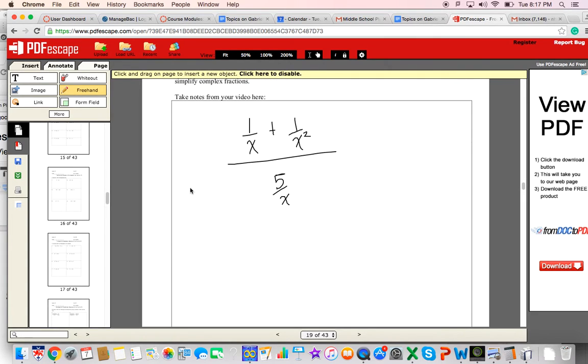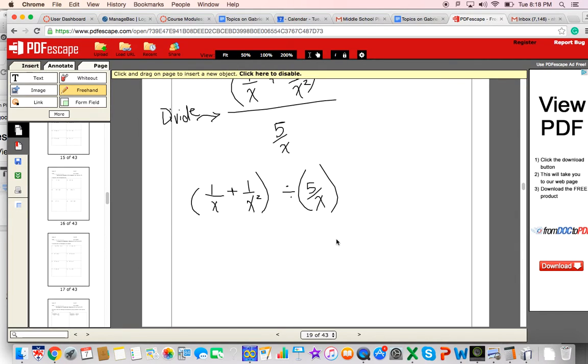So I want you to remember that this big fraction bar right here just means divide. So we're actually going to have to divide some stuff here. But before we do, we're going to have to take care of the top. And if there was something else here, we would have to take care of the bottom, so on and so forth. So this really says, and I'll separate it here, 1 over x plus 1 over x squared divided by 5 over x.